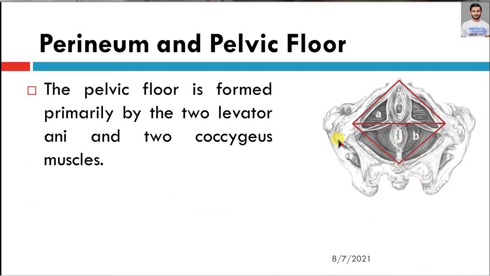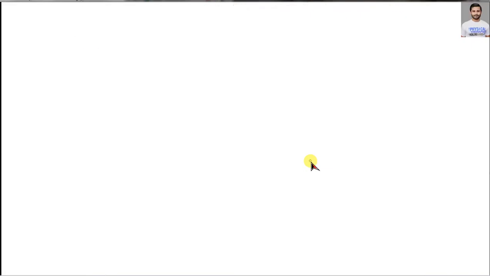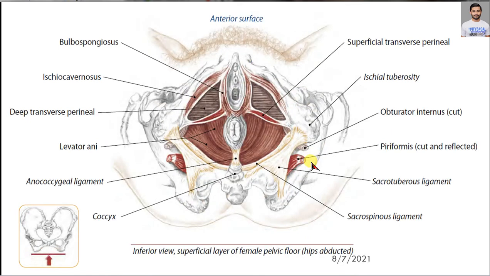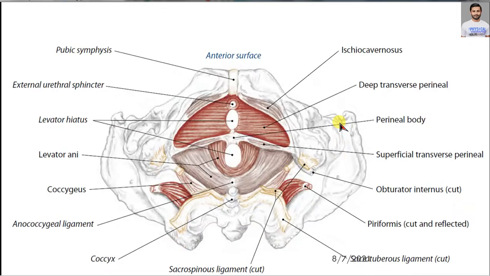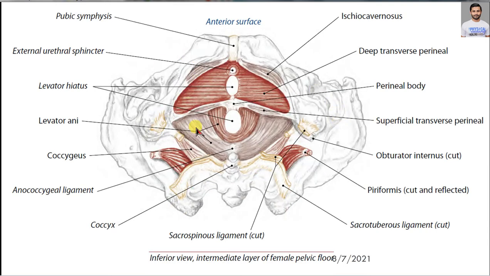Now the perineum and the pelvic floor is formed primarily by two levator ani and two coccygeus muscles. Here you can see the inferior view, or the superficial layer of the female pelvic floor, and the hip is abducted to show more of it. So these are the levator ani group of muscles, and then deep transverse perineal, and there is a superficial transverse perineal muscle. Then you have ischiocavernosus and the bulbospongiosus muscles. All of these muscles are showing the pelvic floor muscles.